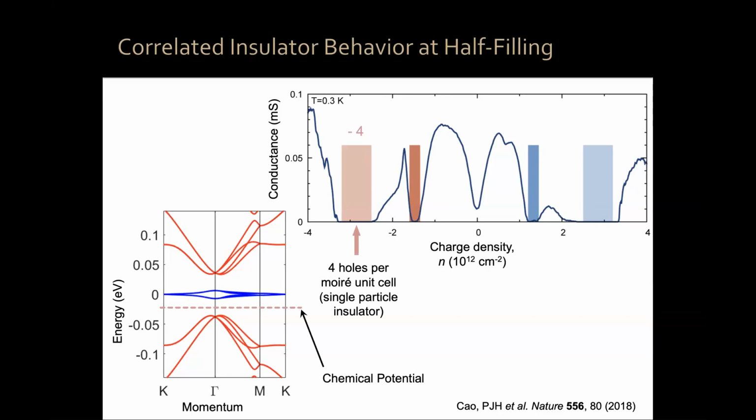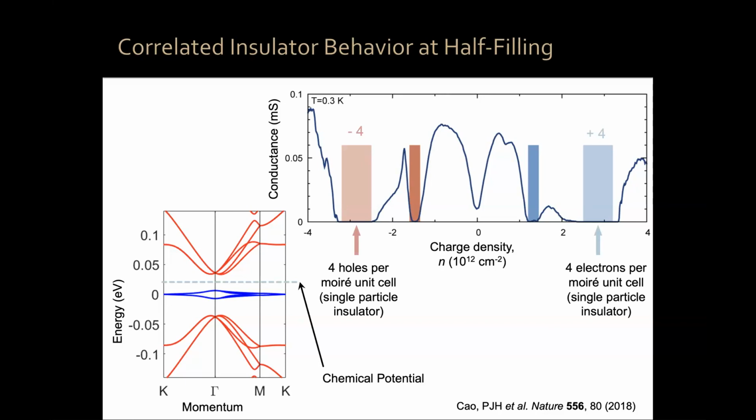When you put the chemical potential here by adding 4 holes per Moiré unit cell, this is a single particle gap. Therefore, you have 0 conductivity. You have a single particle insulator. In reality, interactions modify these things and so on, but that's how we understand this. This is the same thing, 0 conductivity if you put 4 electrons per Moiré unit cell, because you reach that single particle gap.